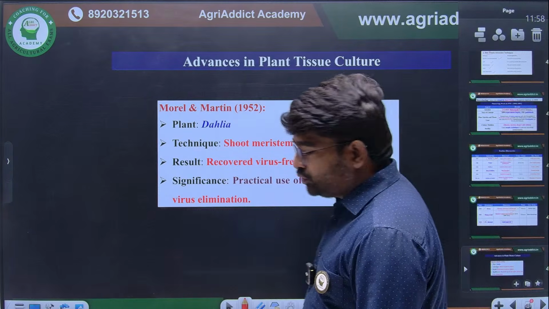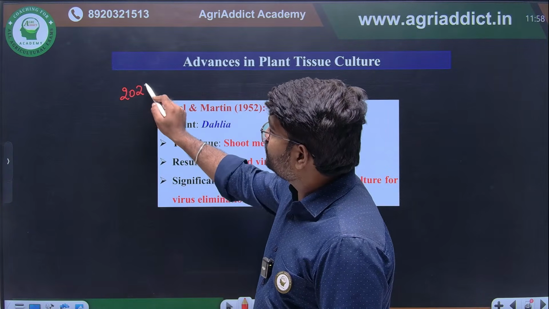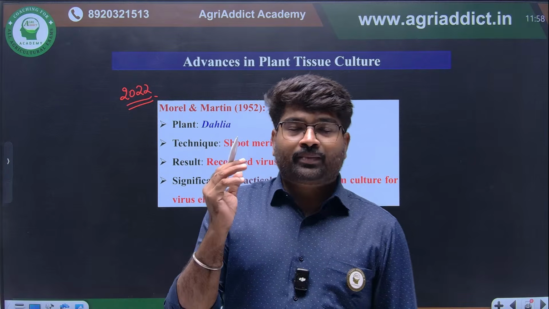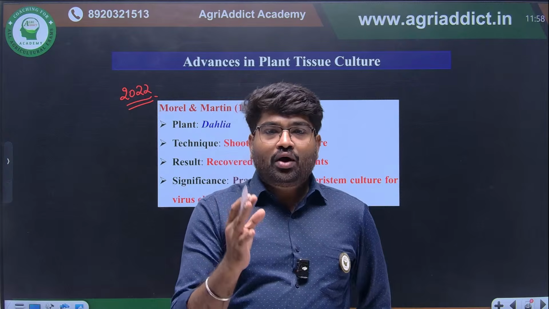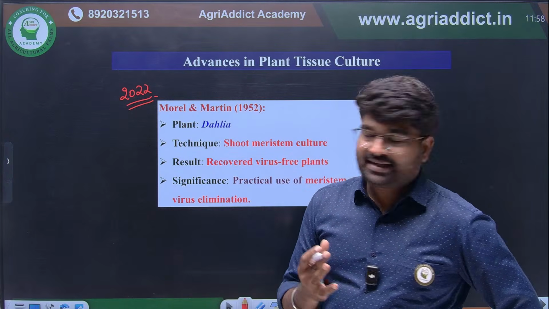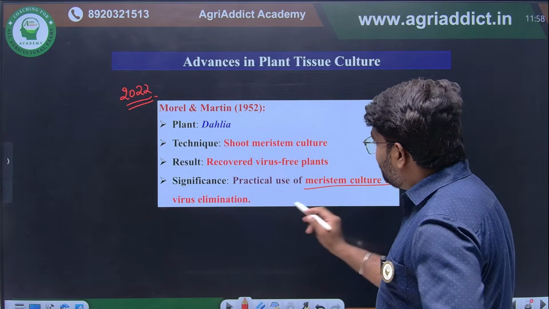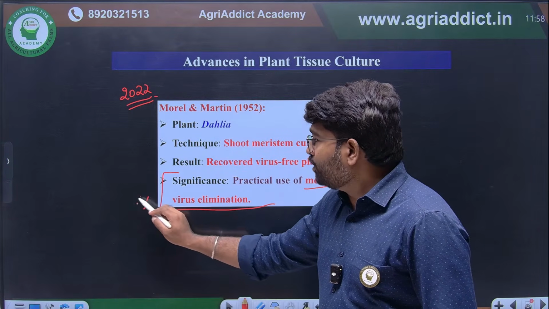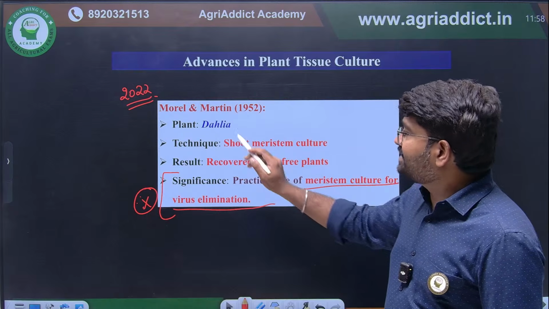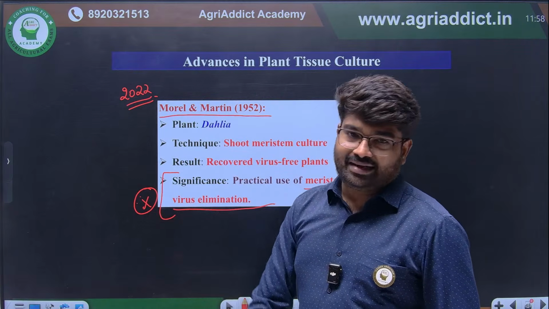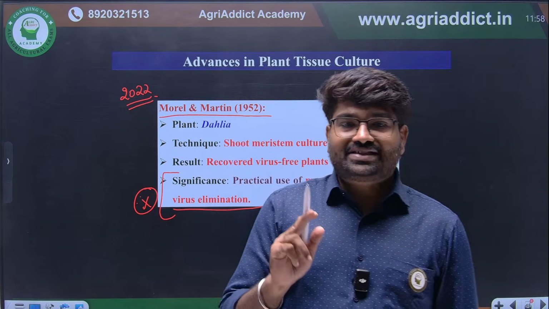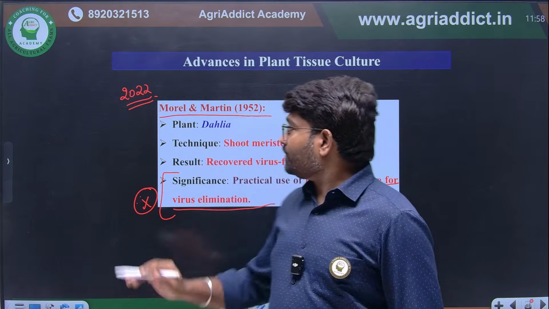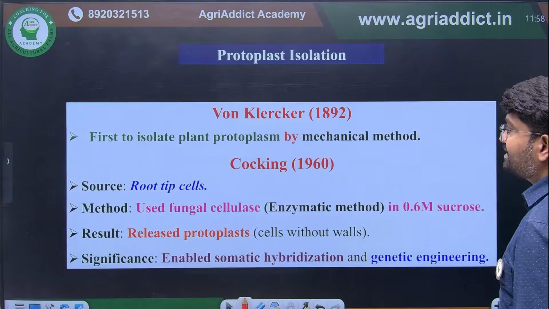Another most important question, this is a JRF 2022 question. Meristem tip culture. What is the purpose of meristem tip culture? If you want to produce virus-free plants, we can use meristem tip culture for virus elimination. This is another important point. Who gave the meristem tip culture? Morel and Martin. So meristem tip culture for virus elimination was discovered by Morel and Martin. These are the objective questions.